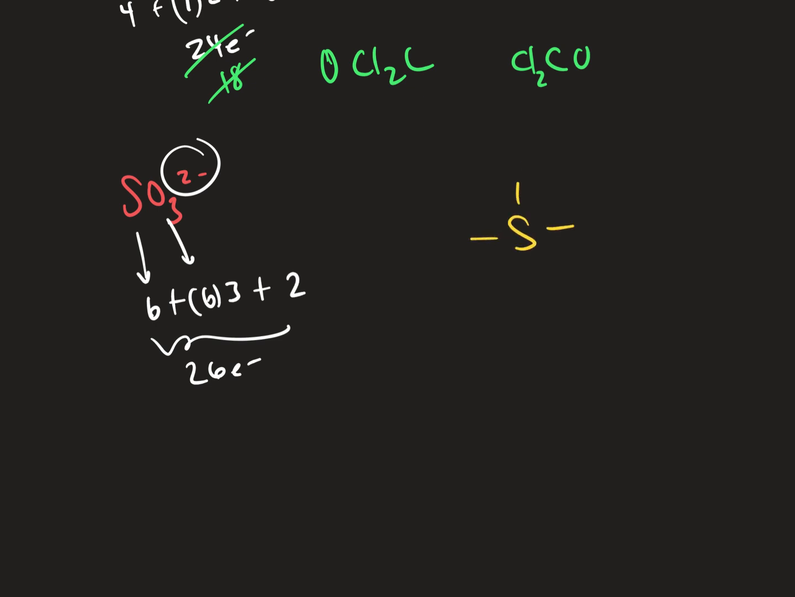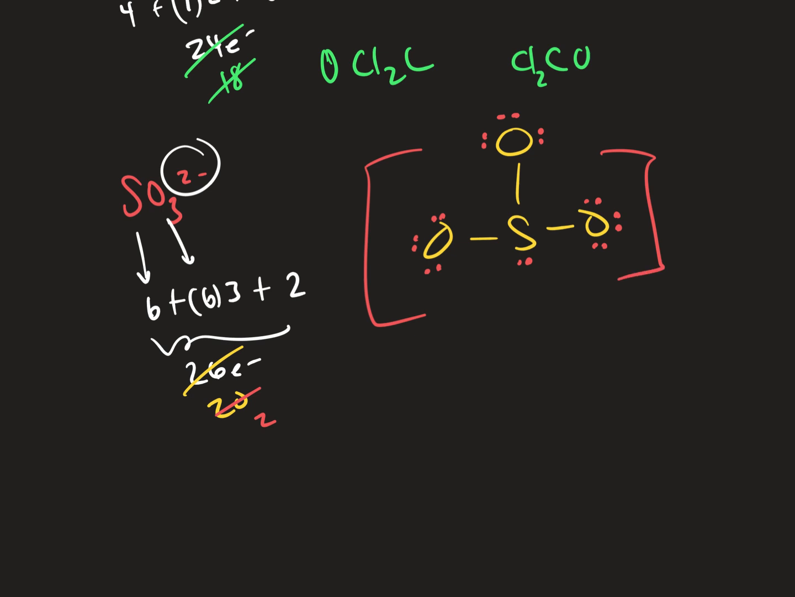Sulfur's the central atom. 3 oxygens. 2, 4, 6. We have 20 left. Am I going too fast? Okay. Then let's put them around the oxygens. 2, 4, 6, 8, 10, 12, 14, 16, 18. We have 2 left. They're going to go around the central atom. If we were just interested in this structure, then we'd have to put brackets with a 2 minus charge, right? But that's not what we're doing. We want to know the geometry. We can care less about the bracket.